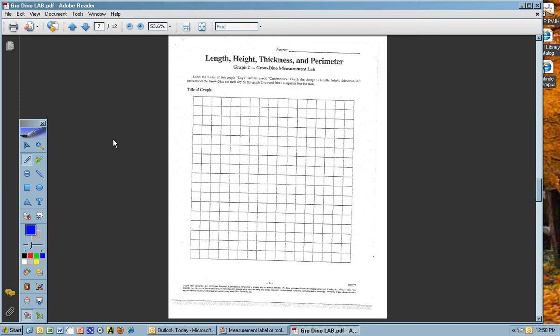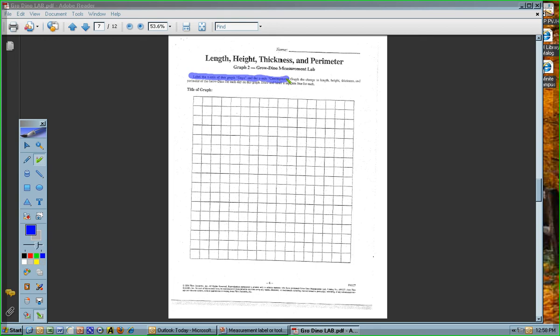Now, if you look closely, it actually says what to label the X and Y axis. It says it right here. It says label the X-axis days and the Y-axis centimeters. And then it tells you you need to graph length, height, thickness, and perimeter.